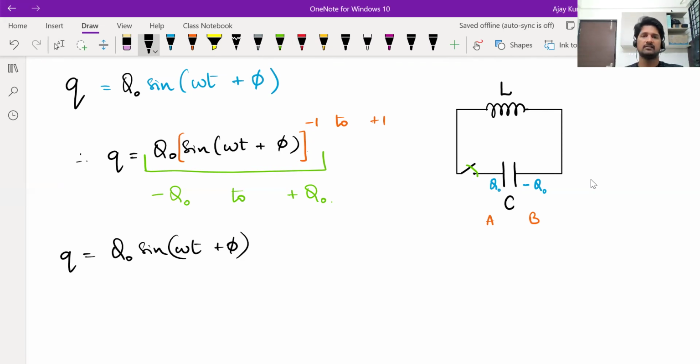We considered an ideal inductor, ideal capacitor. That is why I said when they try to combine, they don't stop. Due to inertia, they go to the other side. There are no collisions happening. Basically, that is the situation. In an LC circuit, there are no collisions of charges with anything.